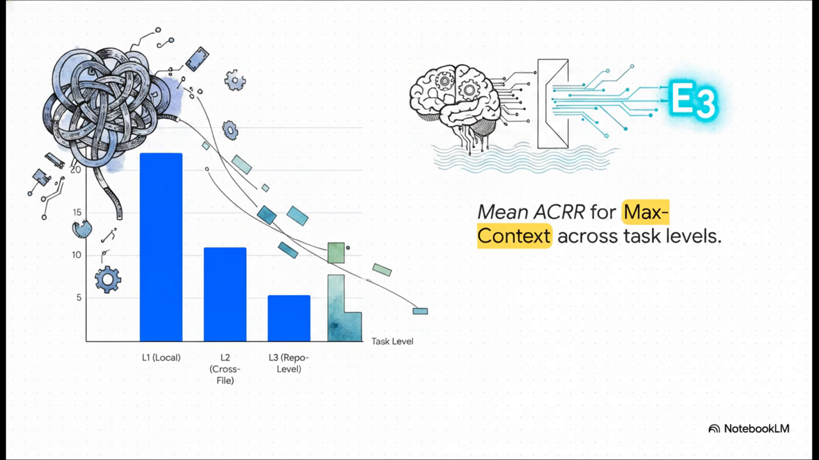As we move up to Level 2 and Level 3, that baseline redundancy shrinks. This mathematically proves that redundancy under standard max context paradigms actually scales inversely with difficulty. You are literally bleeding the most compute on the absolute simplest tasks. E3 neutralizes this across the board.